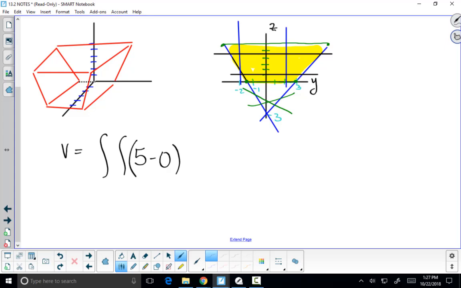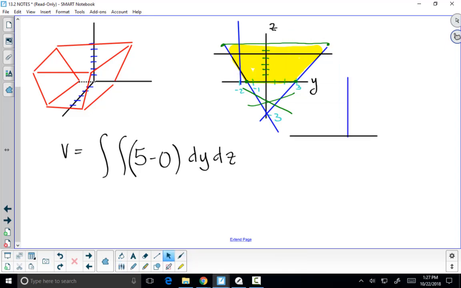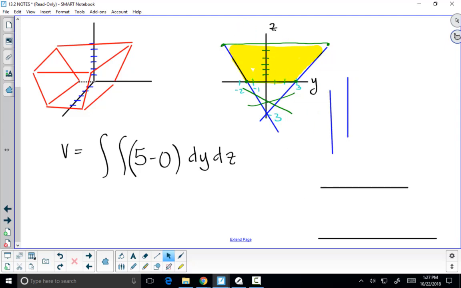And now the two letters that are left are y and z. Which one comes from the constant interval? Z, so we're going to have to go dy dz. So we did front surface minus back surface. And now the domain is right up here. Let's clean this up a little bit and get rid of some of this superfluous stuff. And so that's the domain we're going to use.